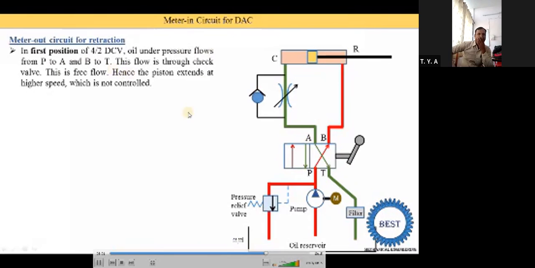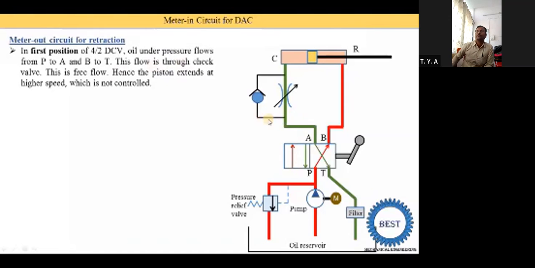So during that, the pressurized oil is supplied from P to A port. And this flow is through the check valve, means oil coming in this A port is supplied here, and it has two options, either go through the flow control valve or the check valve. But oil is supplied through the check valve, because when we supply this oil from the cap end port, at that time the extension is going on.